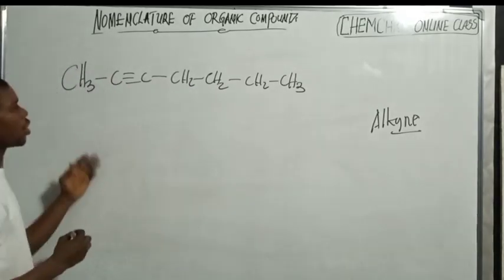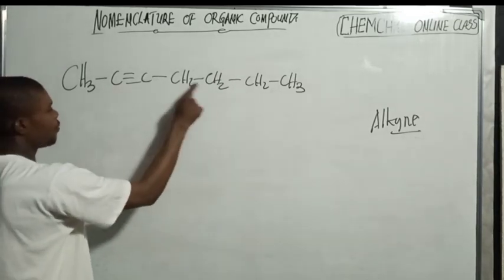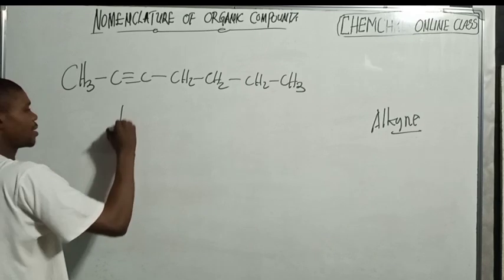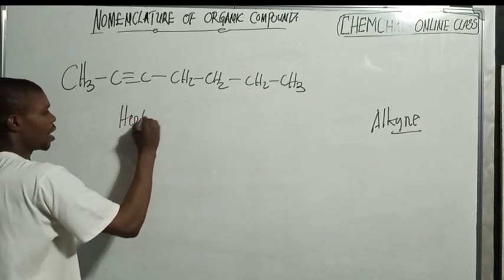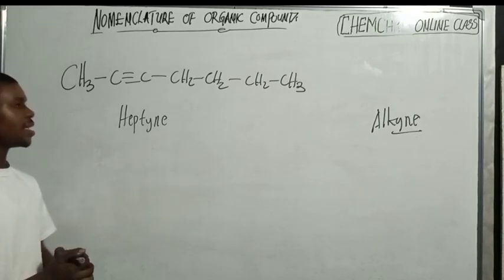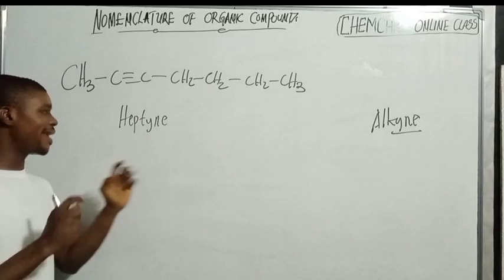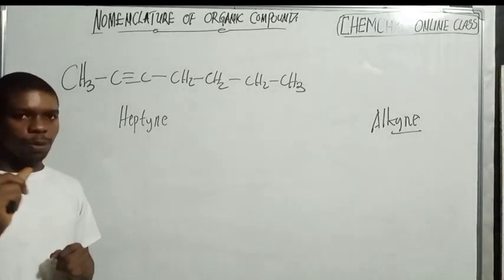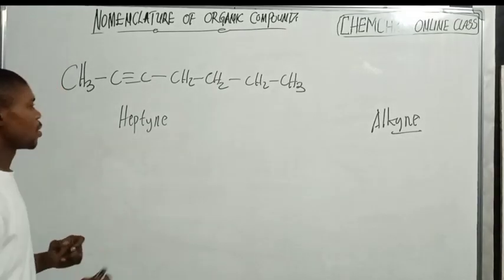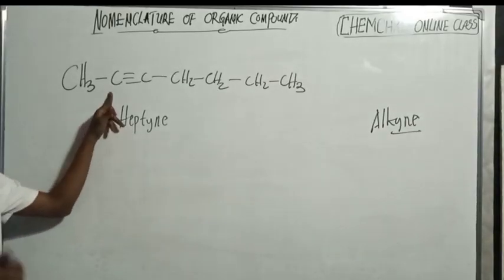So it's going to be 1, 2, 3, 4, 5, 6, 7. So it's going to be heptyne. Now, hept means what? 7 carbons. Yne means a triple bond, right? But what is the position of the triple bond? 1, 2. It is about the lowest possible number.